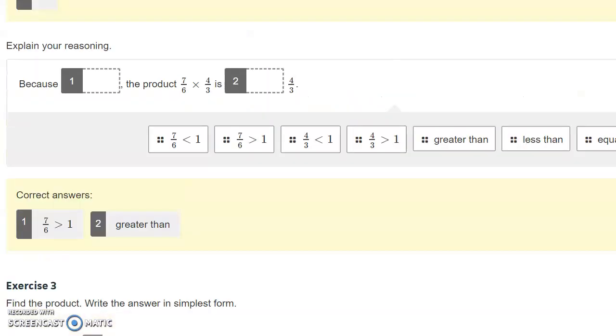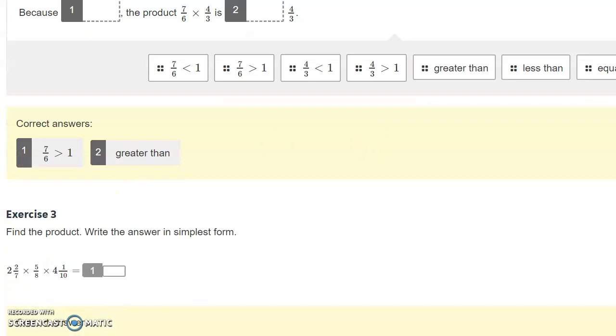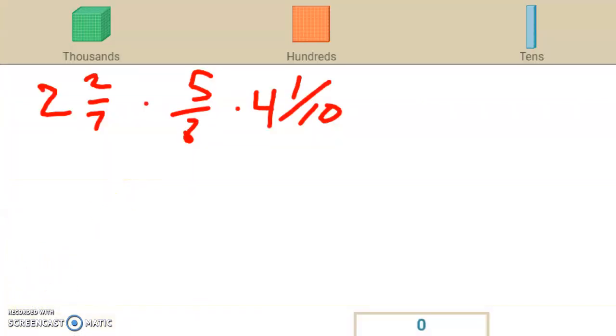All right. Find the product. Write the answer in the simplest form. So hopefully at home you're doing this with me. You're not just copying my answers. But the first thing you have to do when you're working with fractions is look at the fractions and make them all like numbers. You cannot just randomly pick.